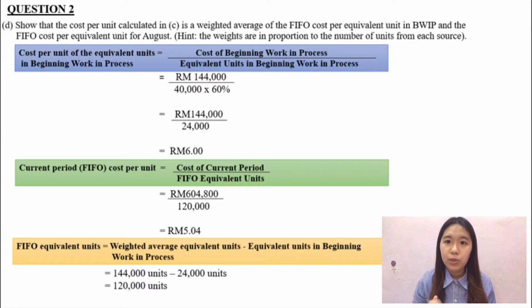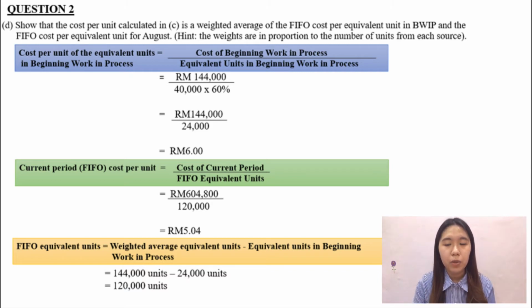Now we move to question 2d. The question given shows that the cost per unit calculated in C is a weighted average of the FIFO cost per equivalent unit in beginning work in process and the FIFO cost per equivalent unit for August. Hint, the weights are in proportion to the number of units from each source. First, calculate the cost per unit for the equivalent units in beginning work in process, which is cost of beginning work in process divided by the equivalent units in beginning work in process.